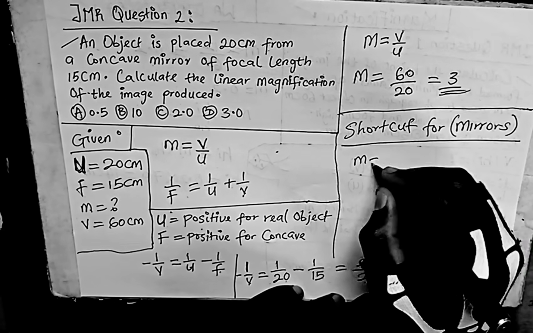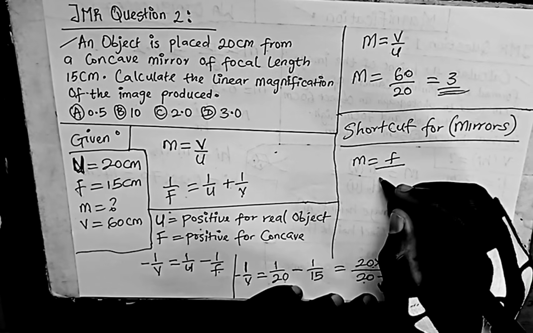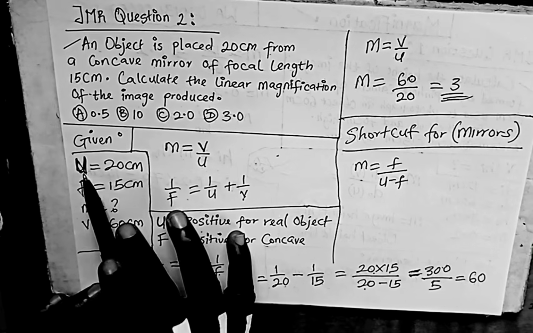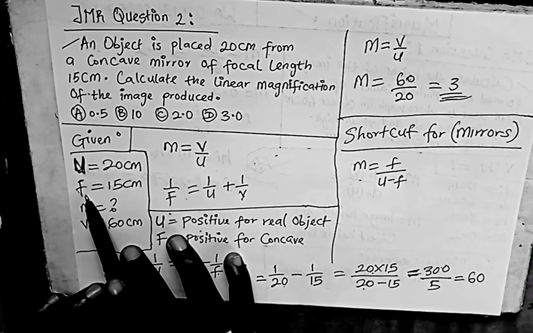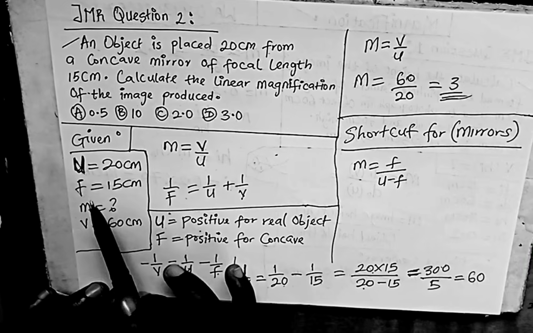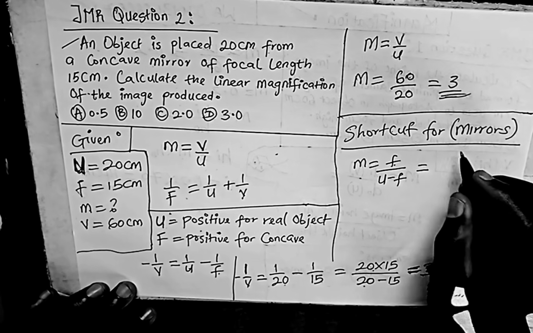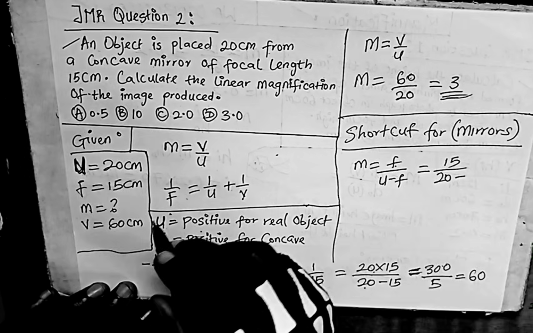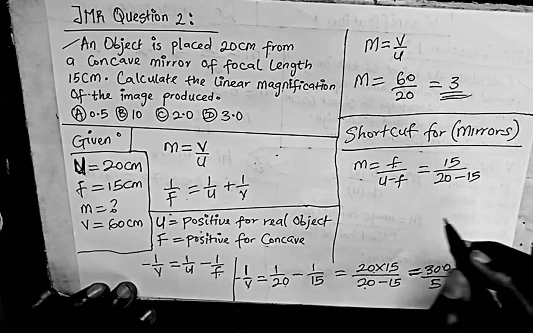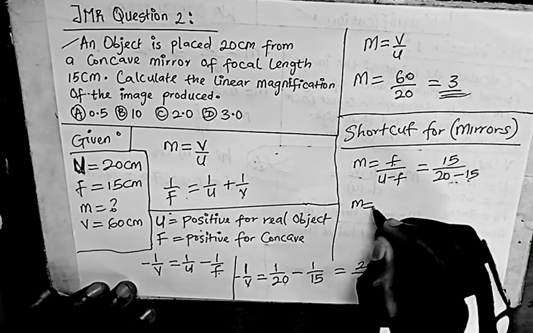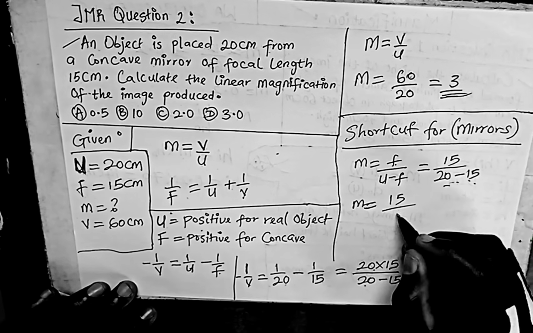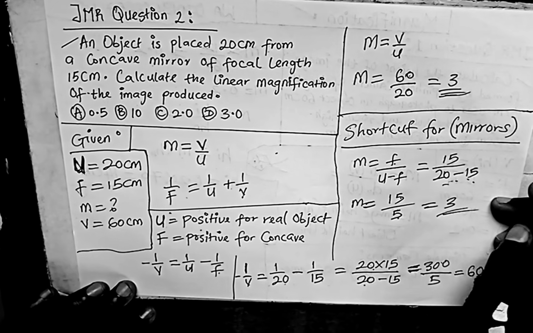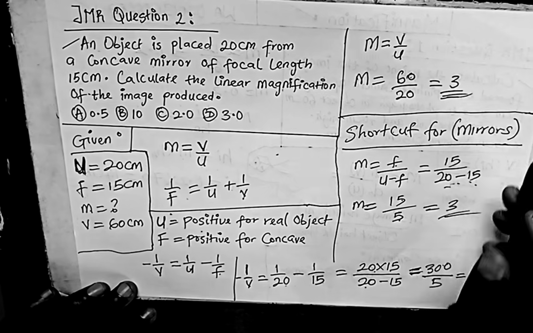Apply this formula: M is equal to F over U minus F, where F is the focal length. It will give you the answer. They gave us U and F, so we substitute: F is 15 over U, which is 20, minus F, still 15. Simplifying the bottom, M is equal to 15 over 20 minus 15, which is 5. So 15 divided by 5 gives us 3. That's the answer. You can see how fast it is, but you apply it for only mirrors. If you apply it for lenses, it will not work.